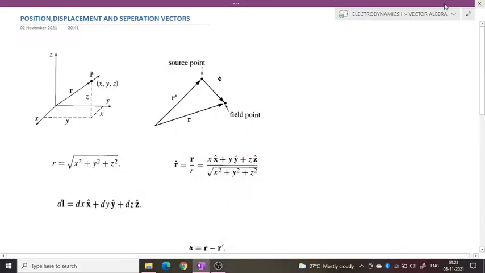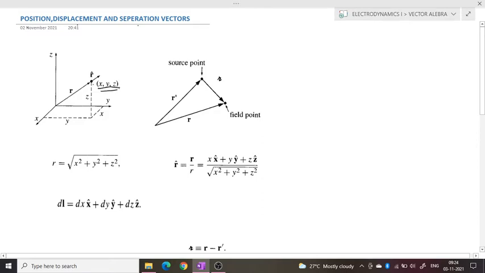Hello students, here we are going to find out what a position vector is, then a displacement vector and a separation vector. Do you know what a position vector is? A position vector defines the position of a particle at a point. Let it be at the point P, which is denoted by the components x, y and z.